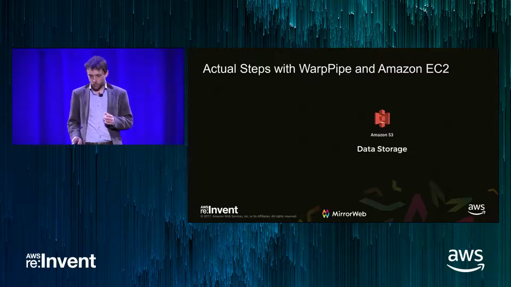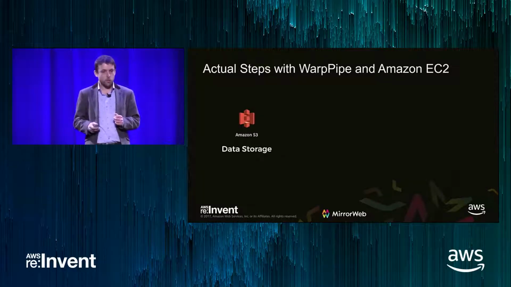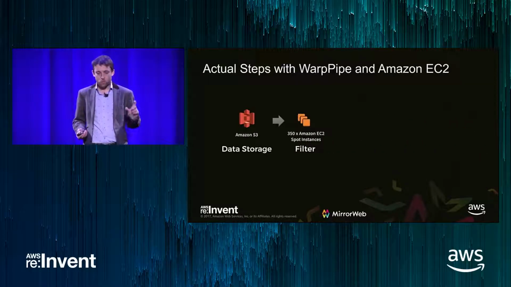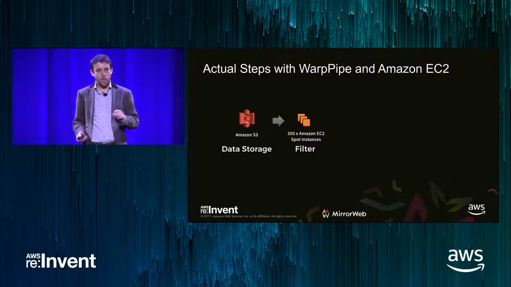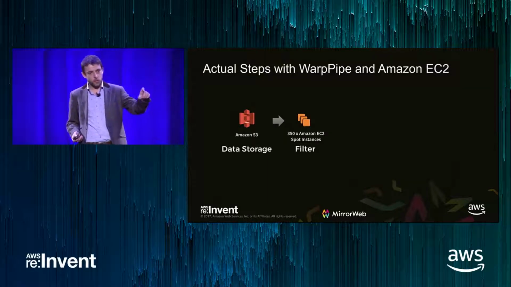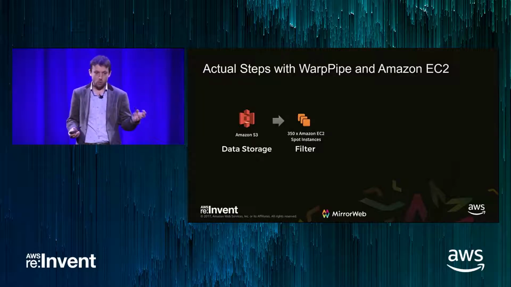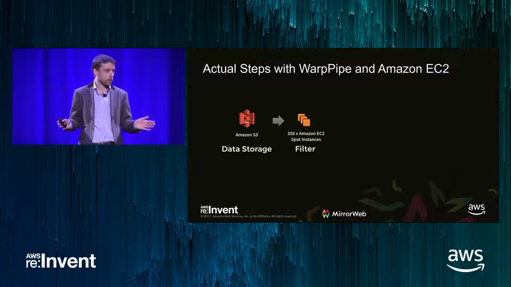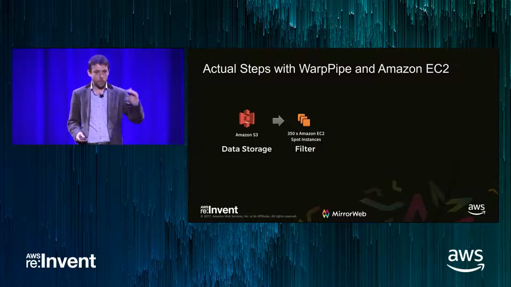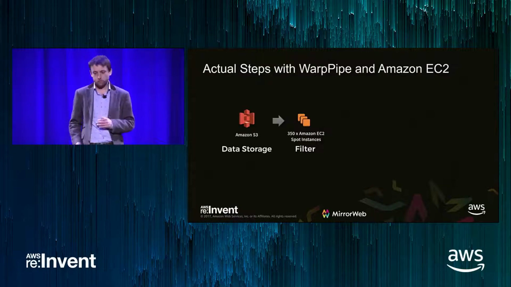So what do we actually do with WarpPipe? The data was stored in S3. We used 350 Amazon EC2 instances to do the filtering stage, and we were able to filter the files without reading the actual WARCs. We did it with the CDX files. The CDX files contained a list of everything, every asset in the file. It just didn't contain the actual full text data. So we knew the MIME type, we knew the location, so we filtered down on the CDX files.